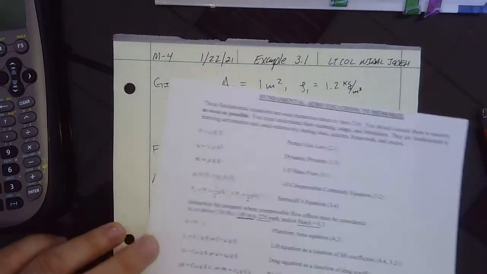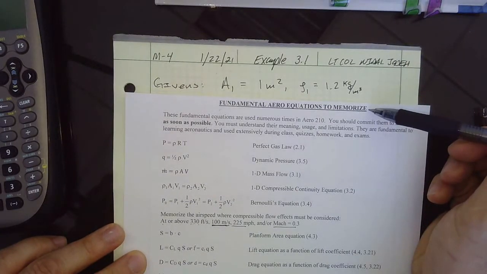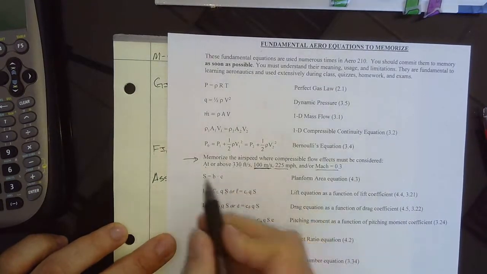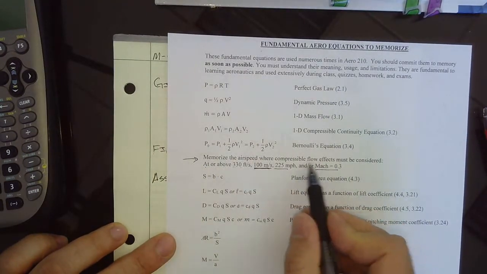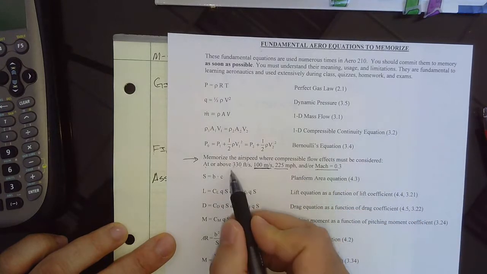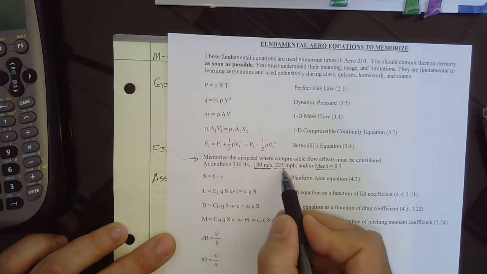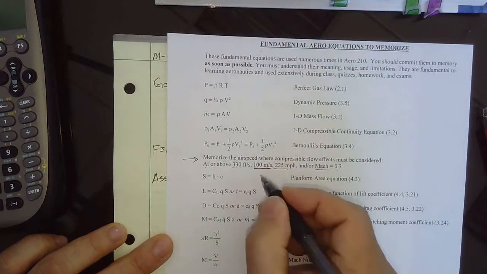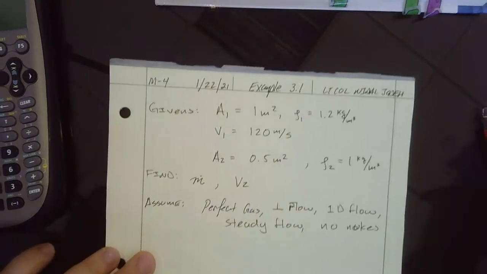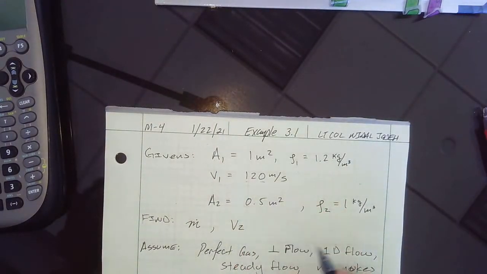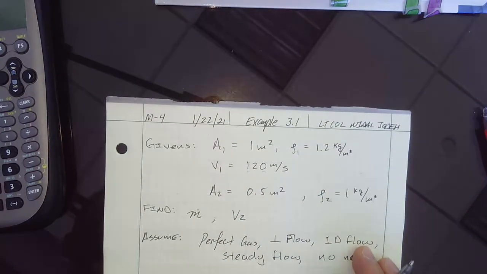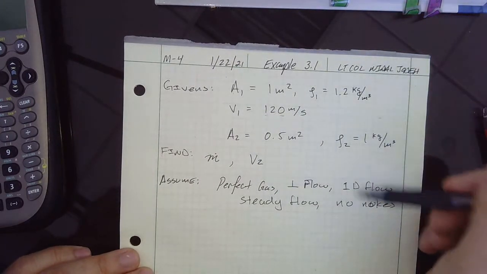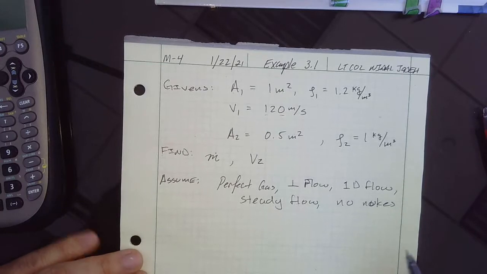Furthermore, if you recall back at the beginning of the course, we highlighted a page called Fundamental Aero Equations to Memorize. And right there in about a quarter of the way down, it says memorize the airspeeds where compressible flow effects must be considered. Anything above 100 meters per second, 225 miles per hour, or Mach 0.3, these are all equivalent. And there it is, 100 meters per second. And sure enough, right at the beginning, we already exceed that. So this case tells us that we are in the compressible continuity. If it was a lot less and density was constant, we would use the incompressible continuity equation.